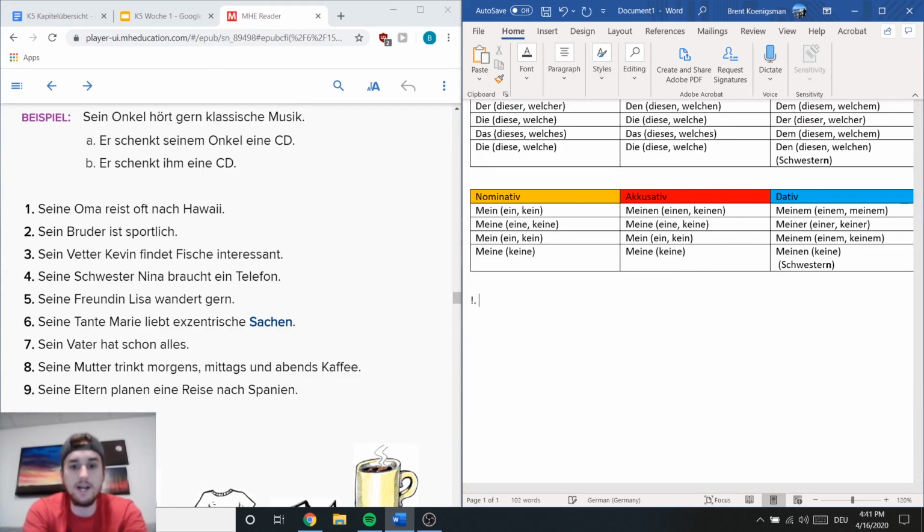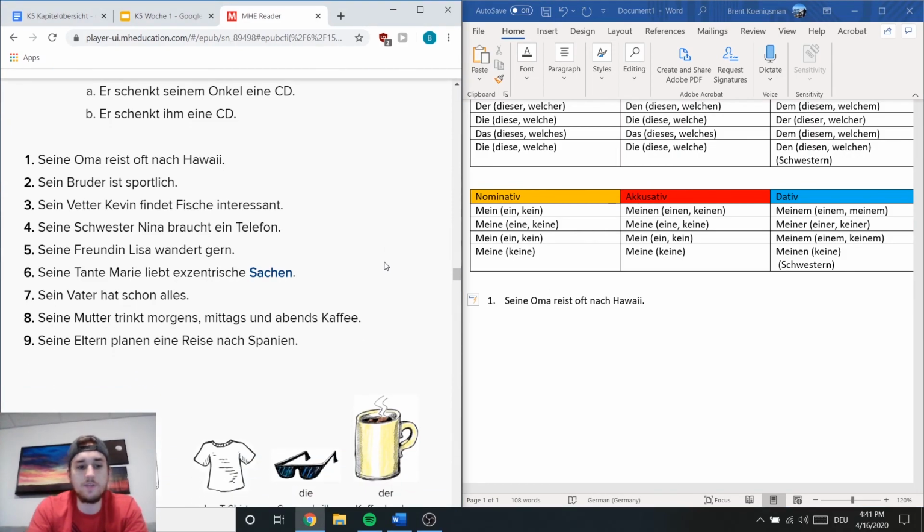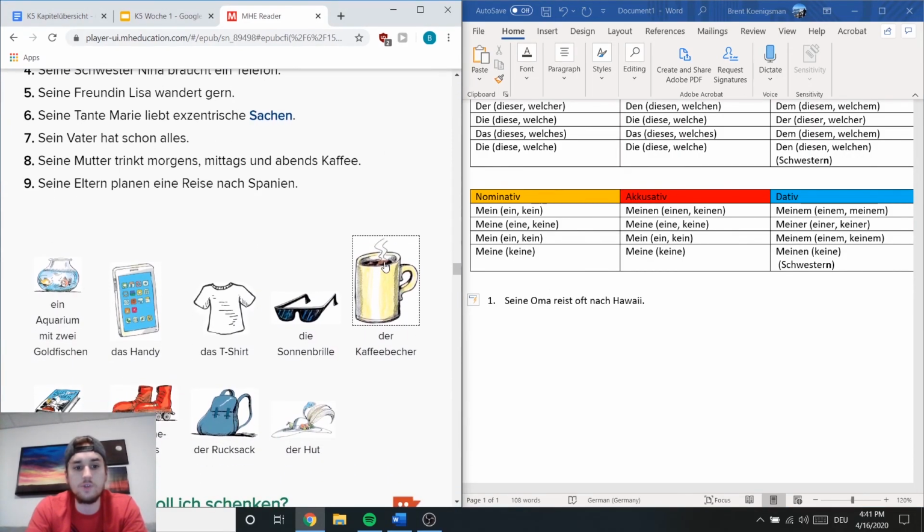Wir machen jetzt Nummer 1 zusammen. Nummer 1 zusammen. So we have here, seine Oma reist oft nach Hawaii. Yeah? Probably didn't need to write that sentence, but whatever. So seine Oma reist oft nach Hawaii, right? His grandma travels often to Hawaii. So we want to find something that someone who likes to travel to Hawaii, something they would like, right?